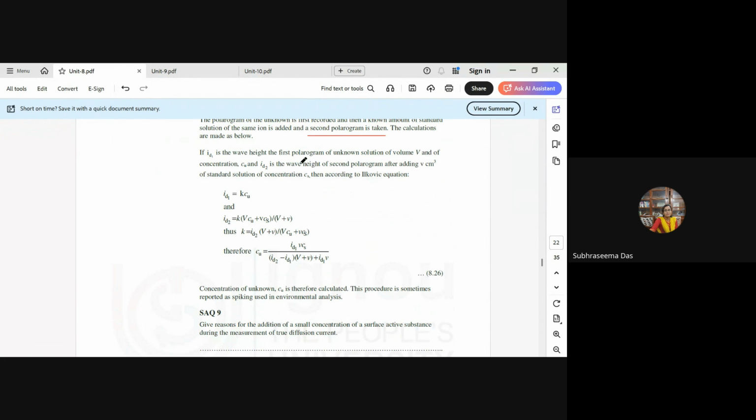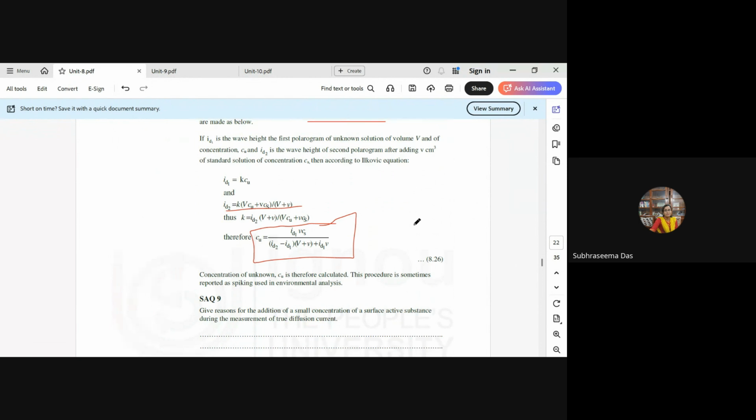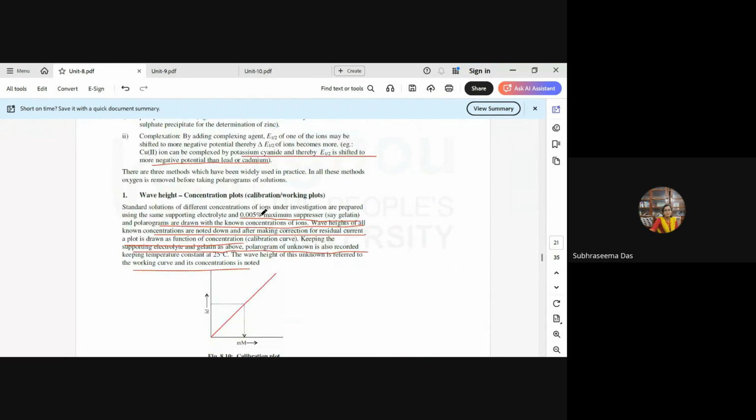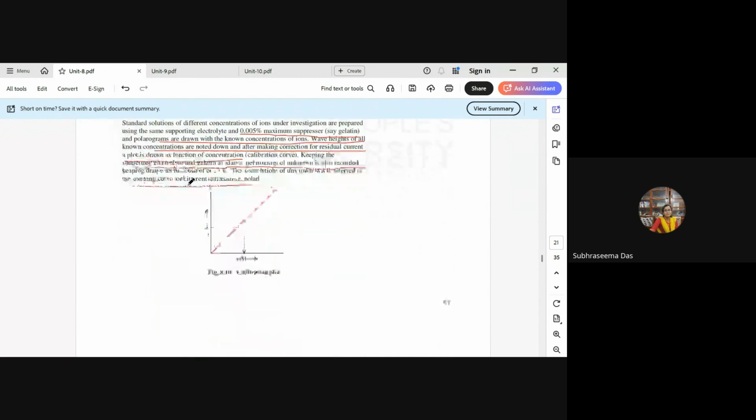If ID1 is the wave height of the first polarogram of unknown solution of volume V and of concentration Cu, that is the unknown concentration is Cu. ID2 is the wave height of second polarogram after adding V mL of the standard solution of known concentration, that is Cs. Then according to the Ilkovic equation, we can write ID1 is equal to K into Cu and ID2 is given by this. So by using the formula, we can find out the concentration of the unknown solution from equation 8.26. So this is how, by the three processes, quantitative polarographic analysis can be done.